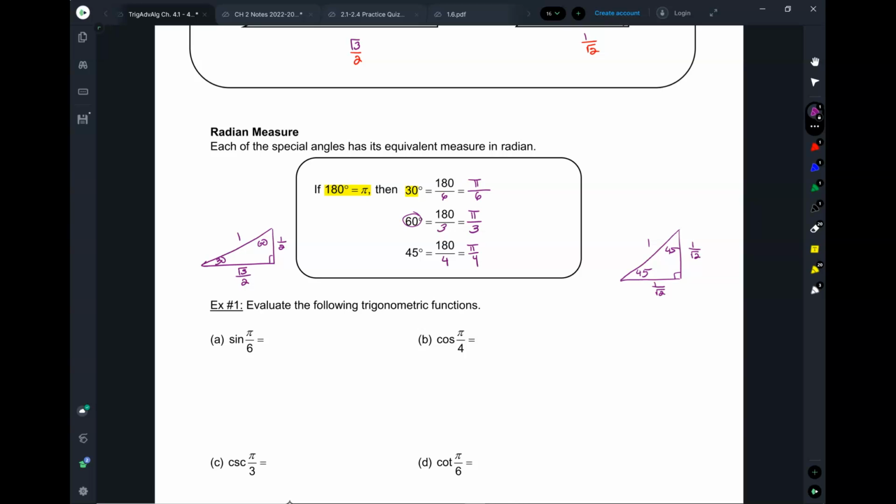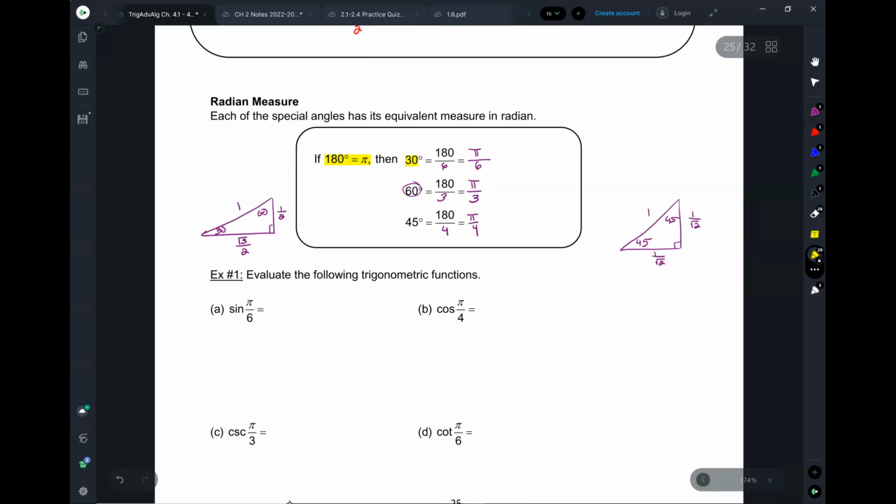So take a look at pi over 6, right? Which angle is pi over 6 going to be? 30, 60, or 45? Pi over 6. Which angle is it equivalent to? 30, 60, or 45? 30. So look at the 30.